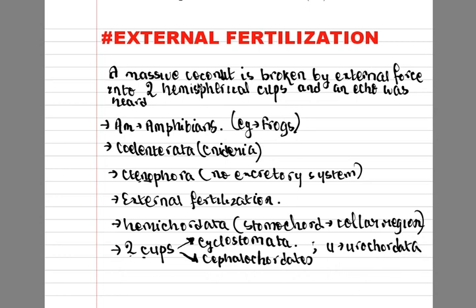I missed one point here. There is one C, Coelenterata, and there is C for Ctenophora, and there is the other O, which means Osteichthyes. It is a class under the fishes part of the chordata, Osteichthyes. They also show external fertilization.